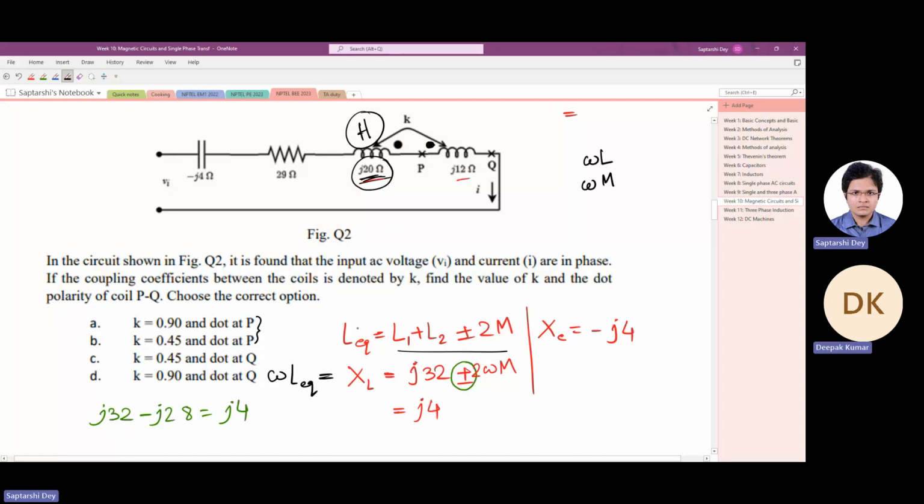Is it XL or L? You tell me whether it is L or XL. It is j20 ohm. Is it L or XL? What is the unit of L? This is XL, not L, because L is in henry, and XL is in ohm. So it must be j20 as XL. So they have given XL, so basically you multiply omega with this equation.